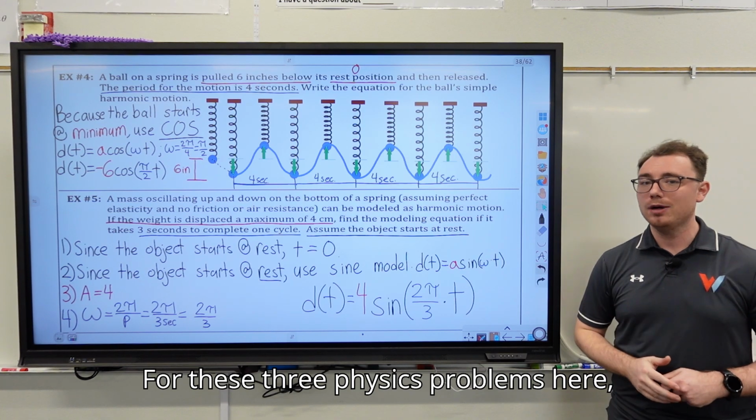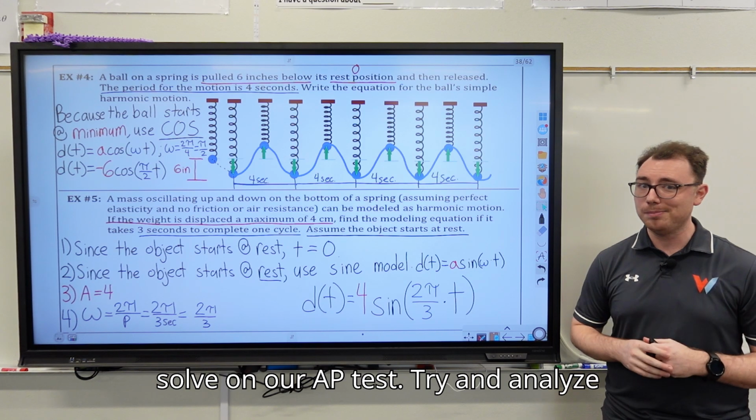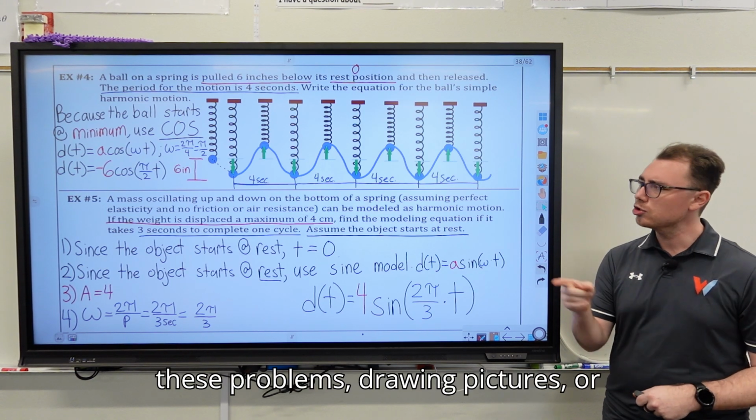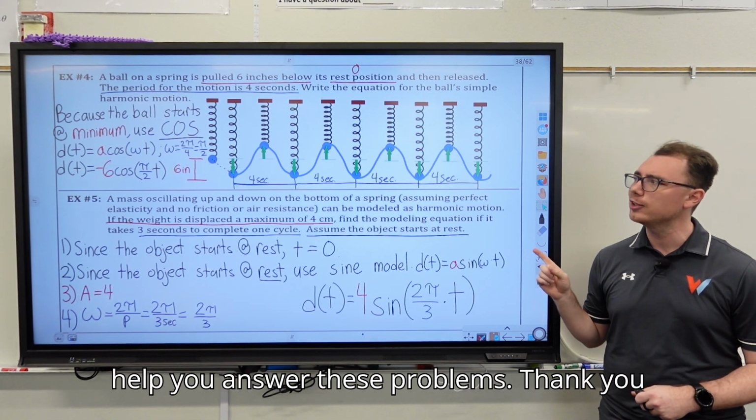For these 3 physics problems, these are the types of problems that we're looking for you guys to try and solve on our AP test. Try and analyze these problems, drawing pictures, or visualize it in some real-world way to help you answer these problems.